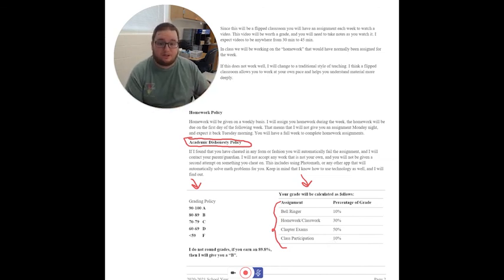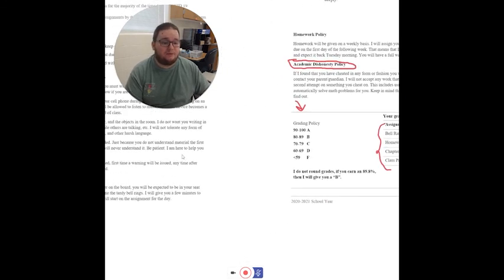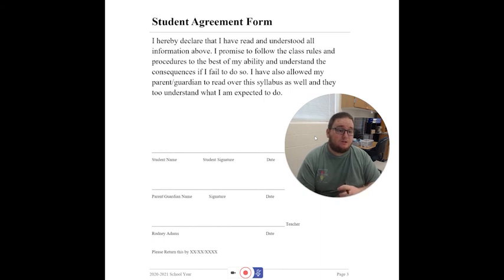Moving on to the third page. So this page is the one that I need back. This is the page that I'm going to require you to upload to Google Classroom. What I need you to do is read this.